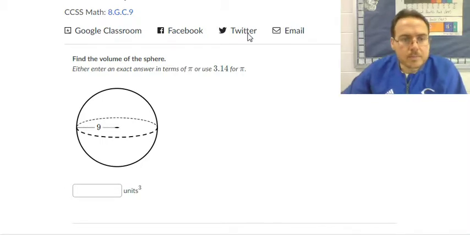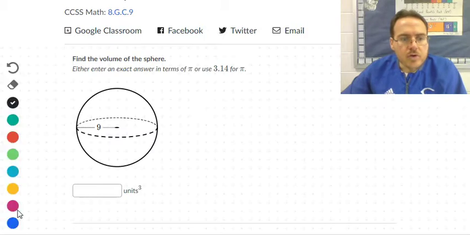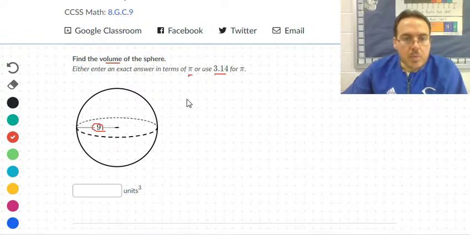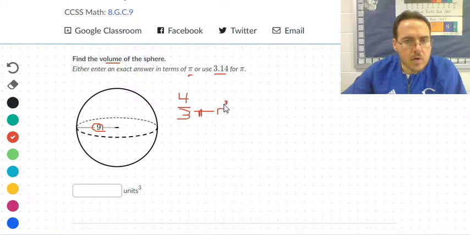So looking at this one, we are trying to find the volume of a sphere. We can use pi or 3.14 for pi. It gives us a radius of 9 units. So, pretty straightforward. The formula for a sphere is 4/3 pi, which means multiply times pi times the radius to the third power.